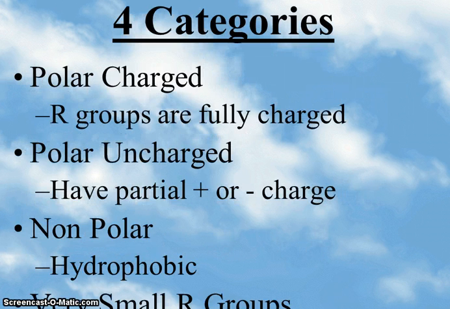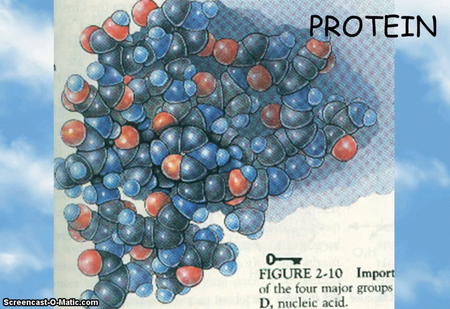Now, the amino acids are broken down into 4 different categories, and we're not really going to get into that, but I wanted you to be aware that there are different categories, and there are 20 different amino acids. When they all join together and the way that they fold and such makes a very globular mass, and that would be what a protein would look like.